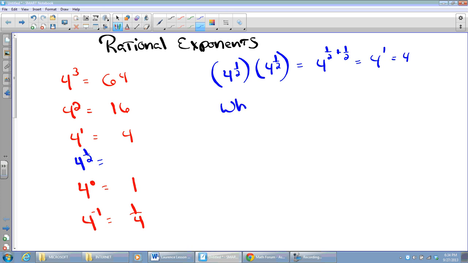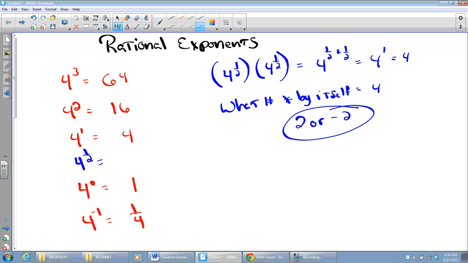I'm asking this question, what number multiplied by itself equals 4? Well, that would be 2 or negative 2. Hey, wait a minute, that sounds familiar, doesn't it? 2 or negative 2. What happens if I take the square root of 4? I get plus or minus 2, right?